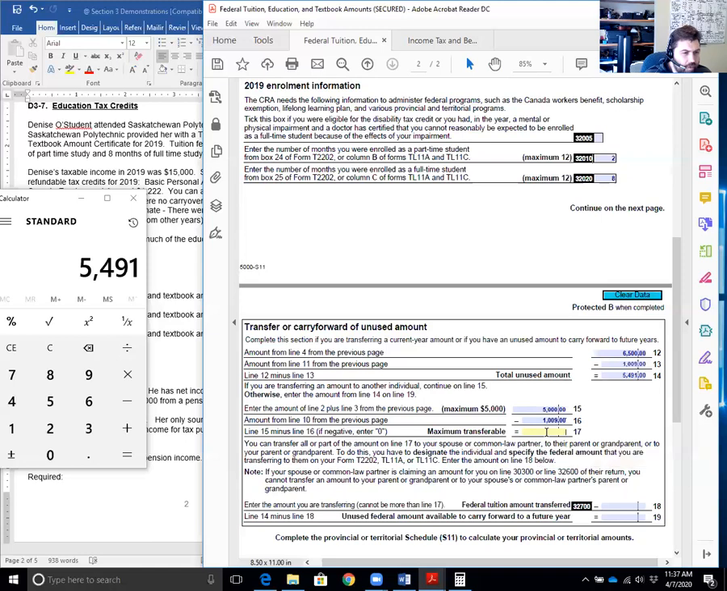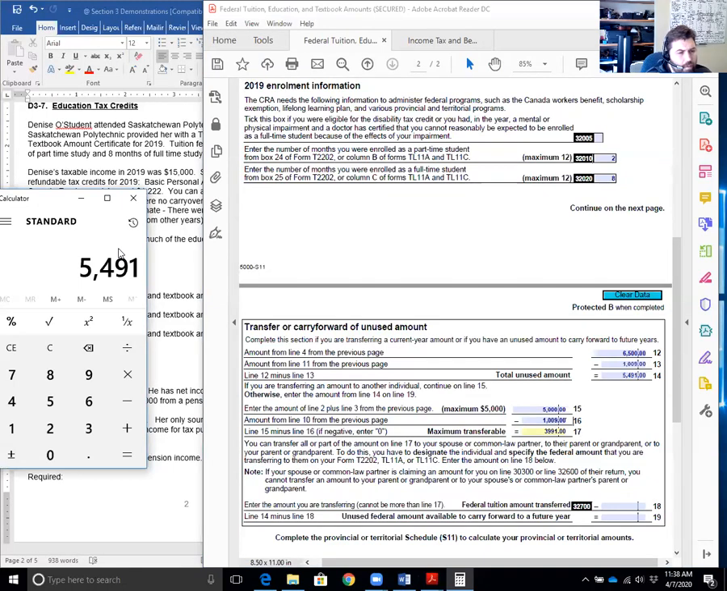1,009 subtracted from 5,000. So we've got 3,991. Okay, that's the maximum transferable. We could transfer 5,000 from that 6,500, but we used 1,009, so we can transfer 3,991. Okay.